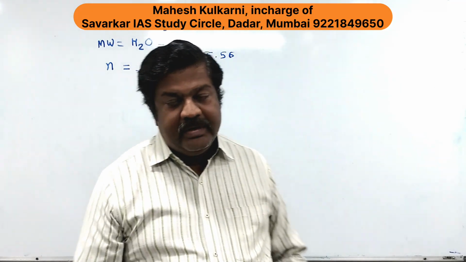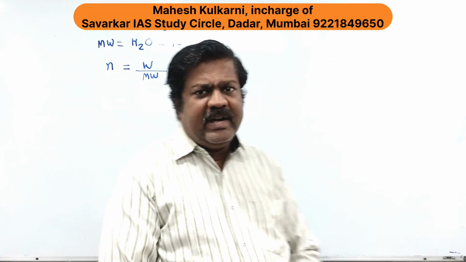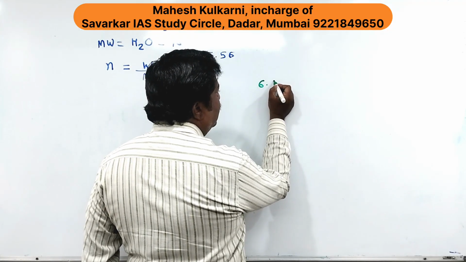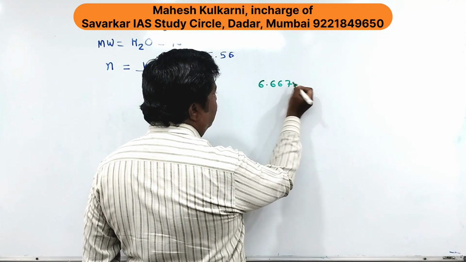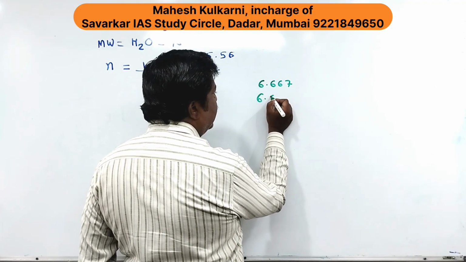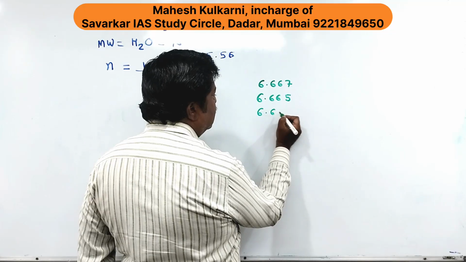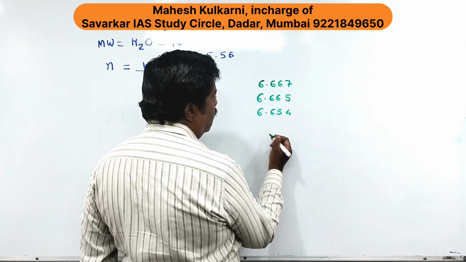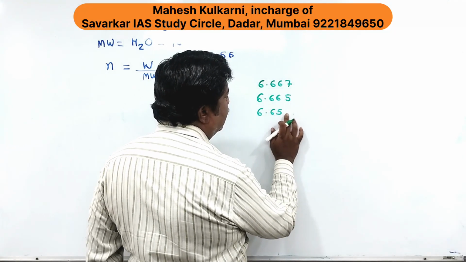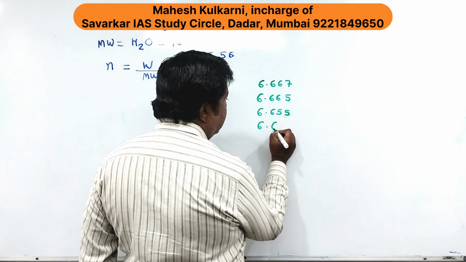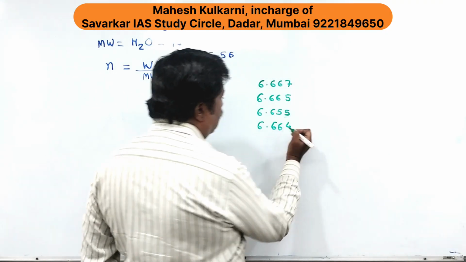Keep in mind a rule is there. While teaching, or while solving the problem, I will teach that rule of how to round up. Let us take certain figures to round up. Say for example, first figure 6.667. Second figure 6.665. Third figure 6.654, 655. Fourth figure 6.664.